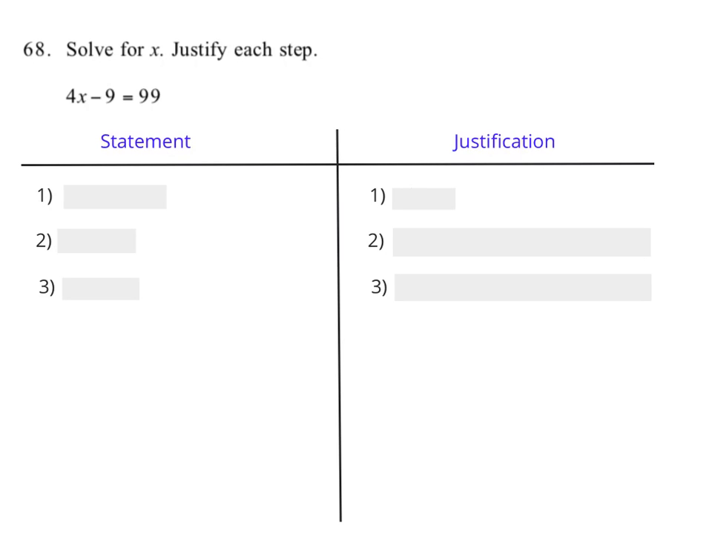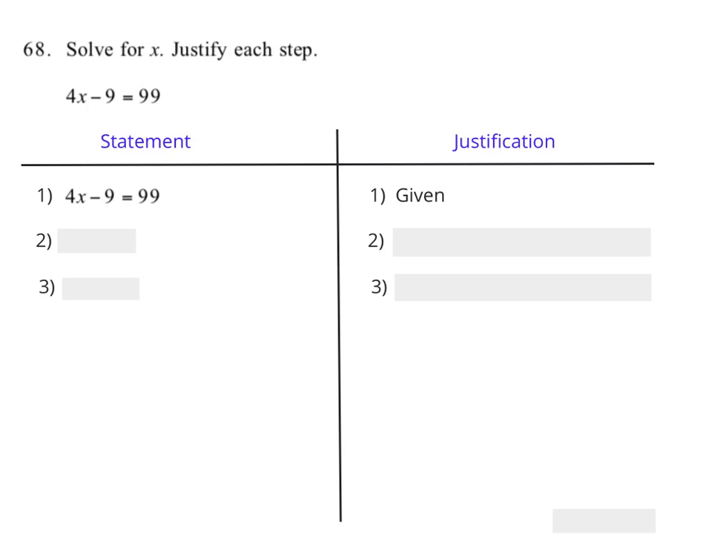Okay, this is pretty straightforward. We're going to solve for x and we're going to justify how we got to the solution. So, first thing, they give us that 4x minus 9 equals 99. So we're going to say 4x minus 9 equals 99, and we know that because it's given, okay? Given information.